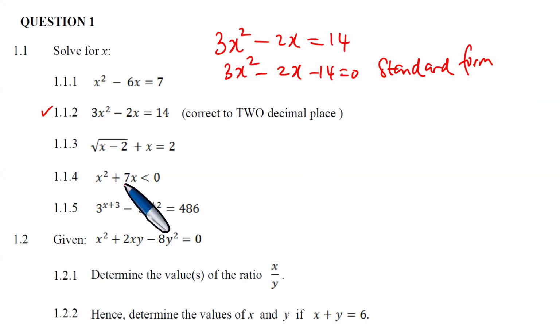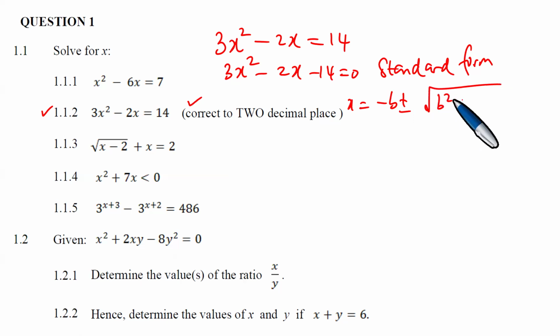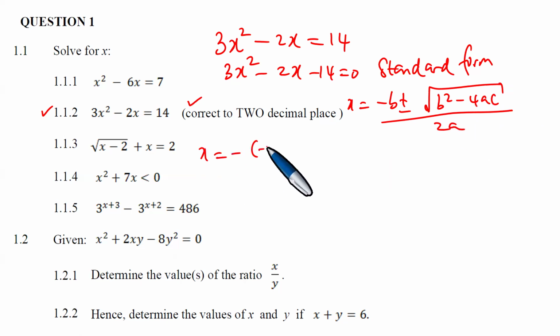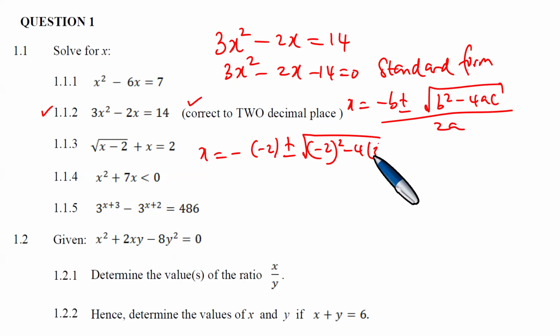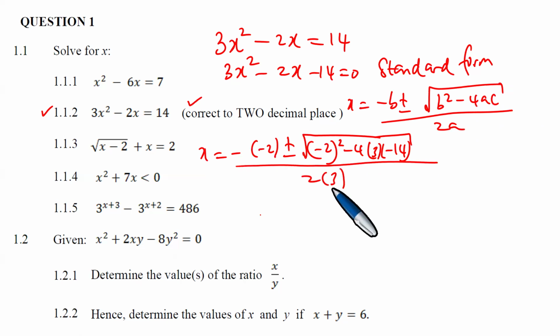We factorize. Okay, what are the factors? We use the correct formula because they've already said correct to 2 decimal places, and so we're going to use the quadratic formula, which is x equals minus b plus or minus the square root of b squared minus 4ac, all over 2a, which means x is minus minus 2 plus or minus the square root of minus 2 squared minus 4a. c is minus 14, and you have this 2a, which is 2 plus or minus the square root.